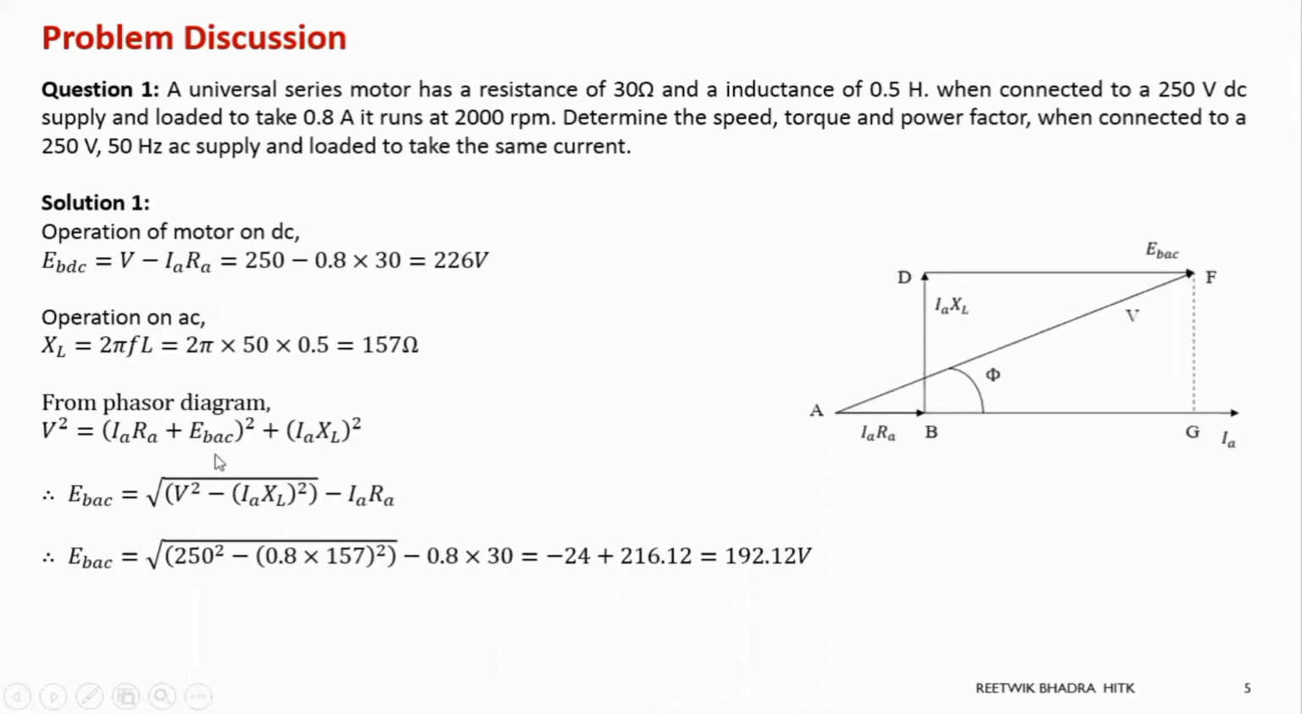Then you calculate this EBAC by bringing IAXL to the left hand side. So you get V square minus IAXL whole square, then the square root of that term, minus IARA, and you will get the value of EBAC. Then substitute all the values. V is 250, IA is 0.8, XL is already calculated as 157, RA is 30. Do this calculation and you will get the magnitude of EBAC as 192.12.